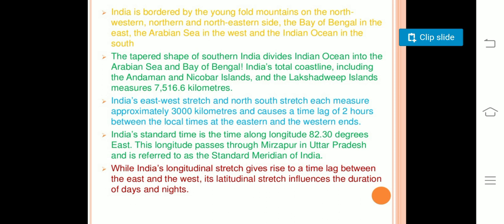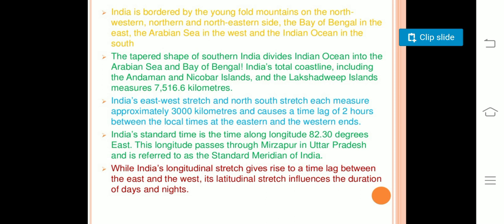India's standard time is taken from 82 degree 30 minutes east, that is our standard meridian of India, which passes through Mirzapur in Uttar Pradesh. And India's longitudinal stretch gives rise to a time lag between east and west. Its latitudinal stretch influences the duration of day and night.